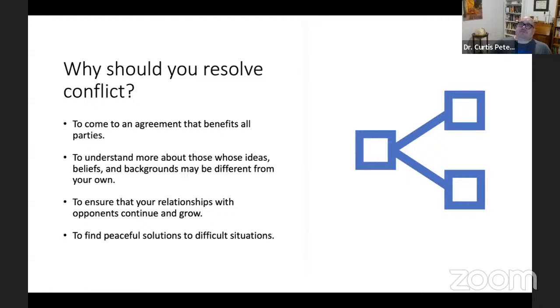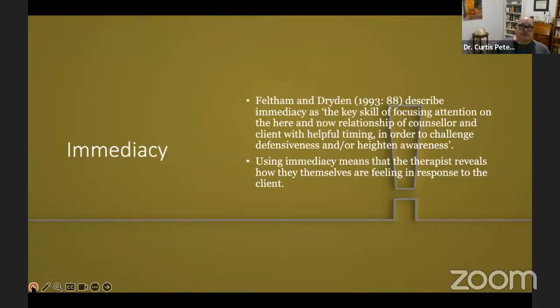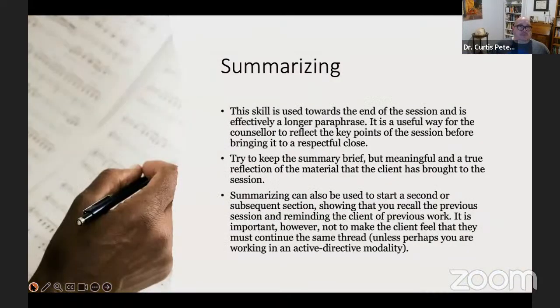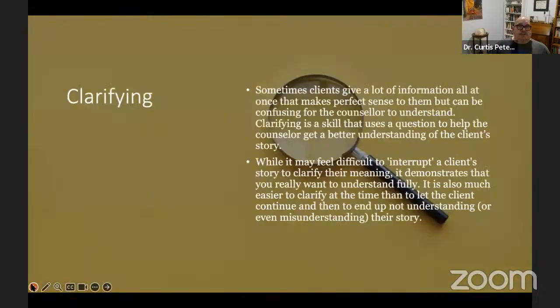The reason we're not putting it right here is because all of those other skills that you have learned are what you'll use for de-escalation. In fact, this use of immediacy, this one right here, is a de-escalation type of technique. The other sub tool that we looked at, clarifying, is another form of de-escalation.